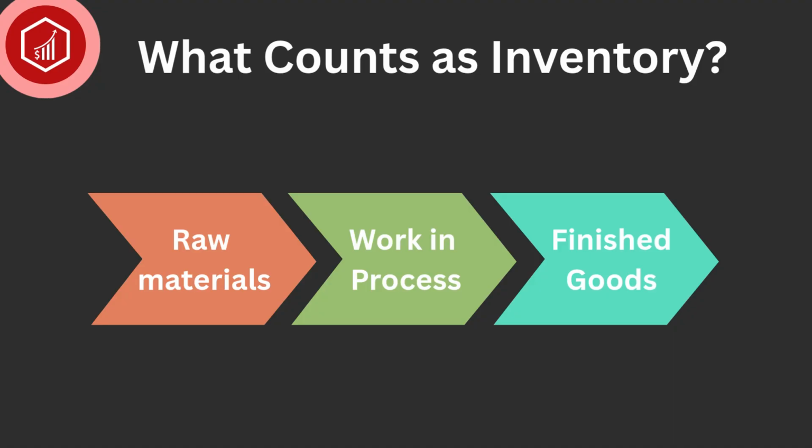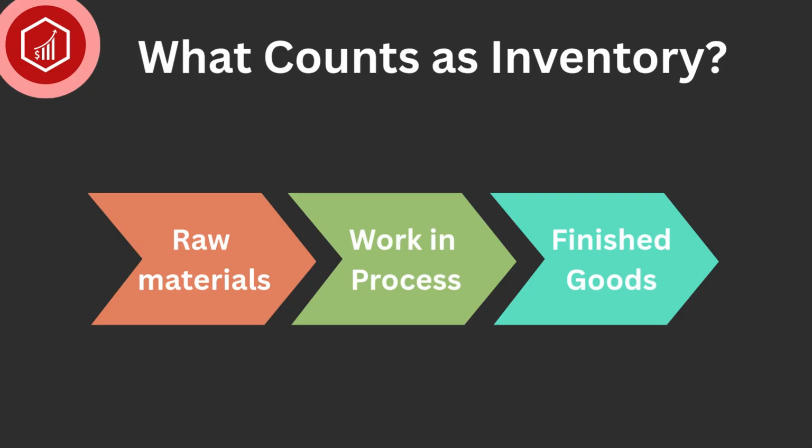For a manufacturing business, we normally break this into three buckets. Raw materials. These are the components you've purchased but haven't started to work on yet. Work in process, the partly finished items still on the production line. And lastly, finished goods. Finished goods are the completed products waiting to be shipped or sold. For a retailer, it's simpler. It's just the merchandise on the shelf. For a service company, there's usually little or no inventory at all, because they sell time or expertise rather than goods. This distinction is important when you compare companies across industries.